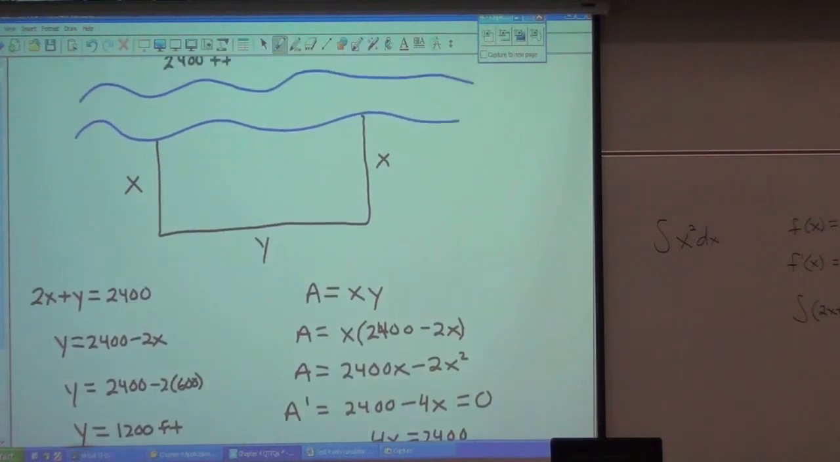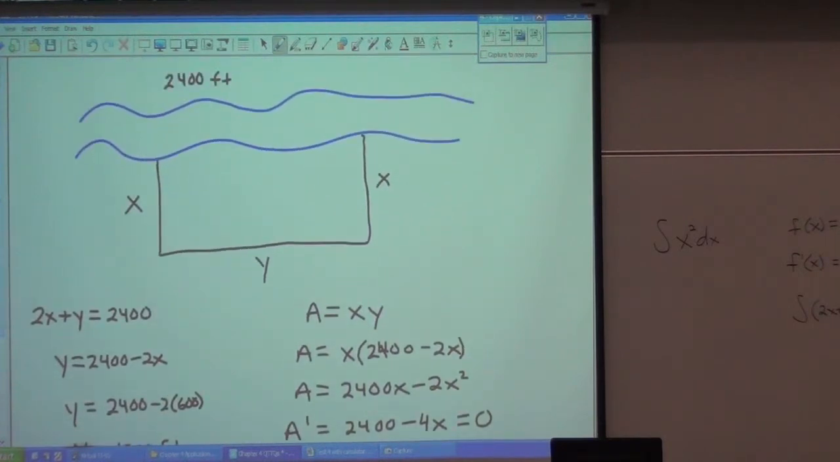The problem said the farmer had 2,400 feet of fencing to make a corral, so that was given in the problem. He's going to put the corral here and here, he doesn't need a side there, so this plus this equals how much fencing he needs.